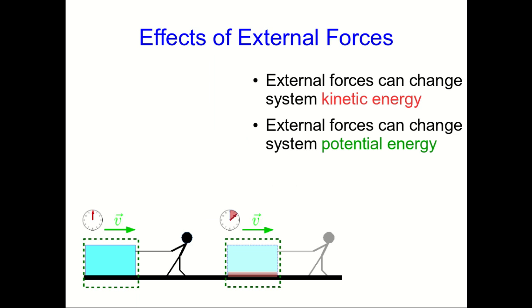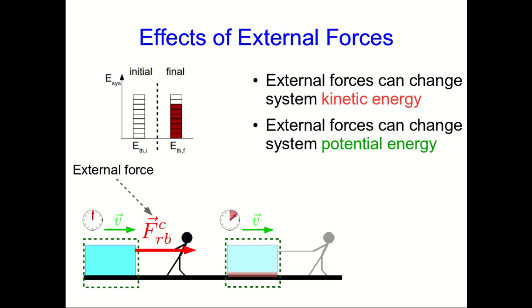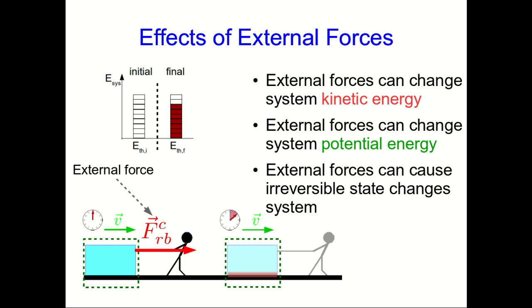Now here's a person pulling a block, and I've included the block and the floor in my system. And again, there's an external force, which is the force that the rope exerts on the block. And what's happening now, if the block moves at constant velocity because of this interaction, is that the system of the block and the floor simply gains thermal energy. And so we see that external forces, in this case the force of the rope on the block, can also cause irreversible state changes inside the system.